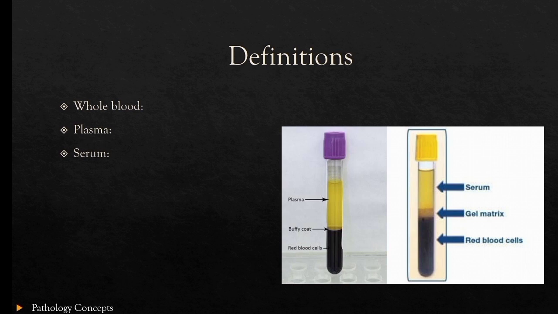Second is plasma. The cell-free supernatant of the blood containing anticoagulant obtained after centrifugation. Third is serum. It is the undiluted extracellular portion of blood after adequate coagulation is complete. In short, when the blood is clotted, the resultant supernatant is serum, and when the blood is anticoagulated, the resultant supernatant is plasma.